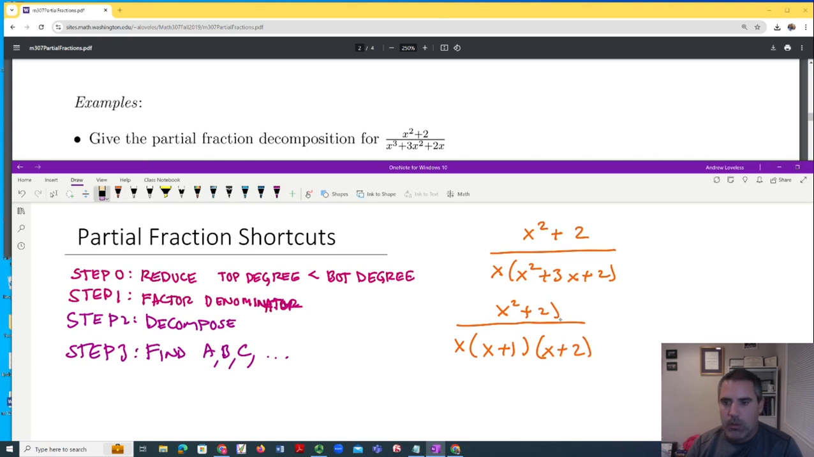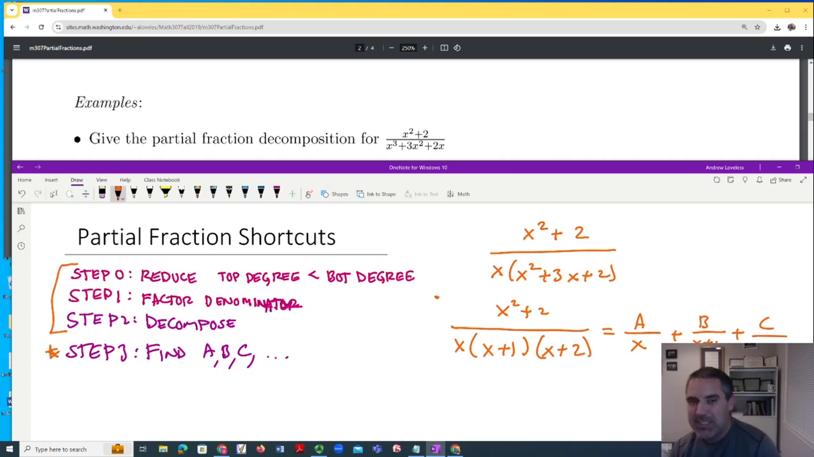Okay, so in class we talked about what the decomposition is: you write A over x plus B over x plus 1 plus C over x plus 2. This video is not about these pieces. This video is about finding A, B, and C, and more.